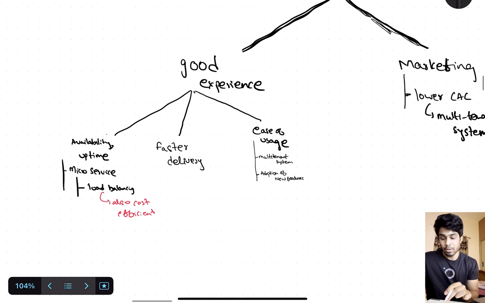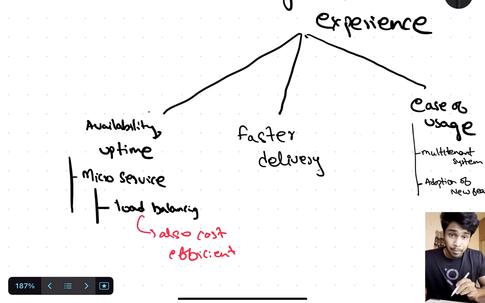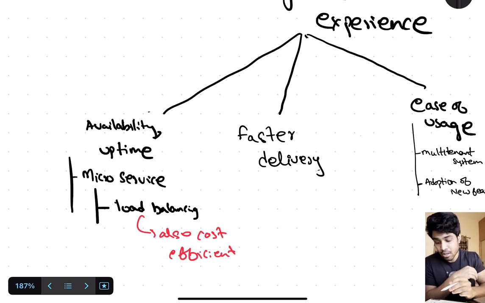Before that, we'll talk about the good experience. Availability and uptime. We know that Swiggy is a multi-tenant system, and it also uses something called a microservice architecture. So Swiggy uses microservice architecture.